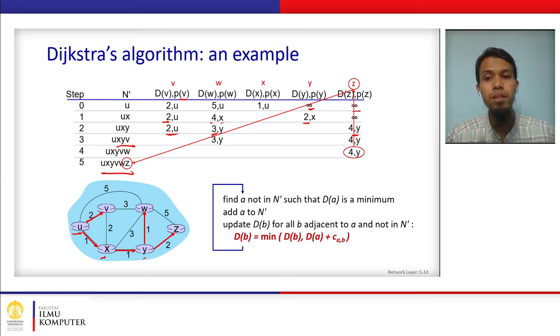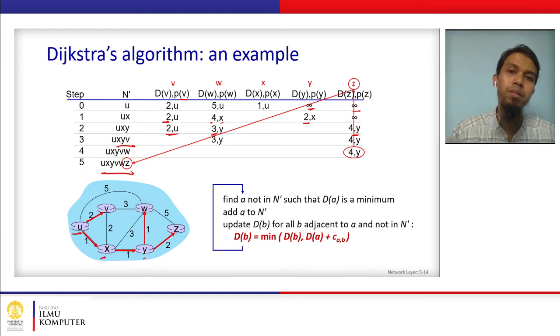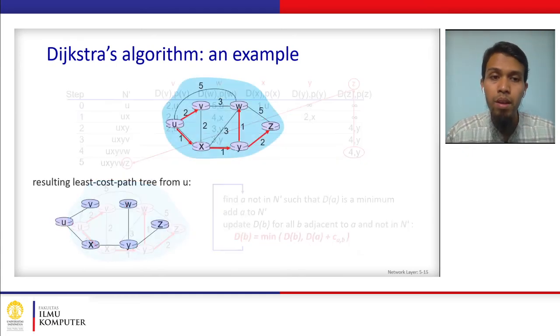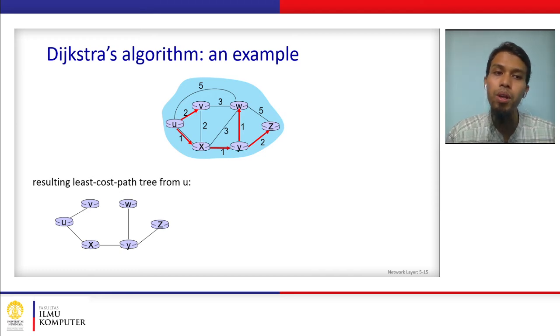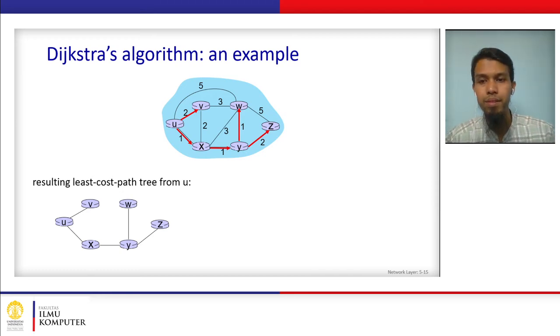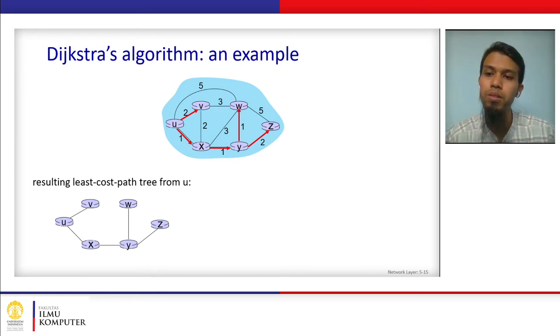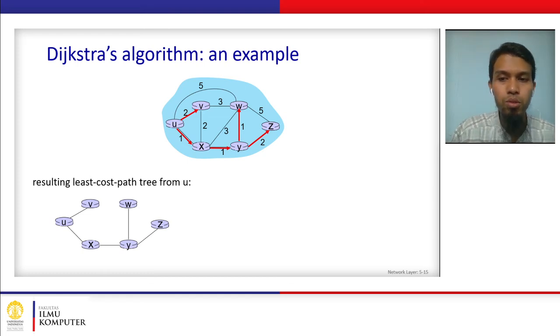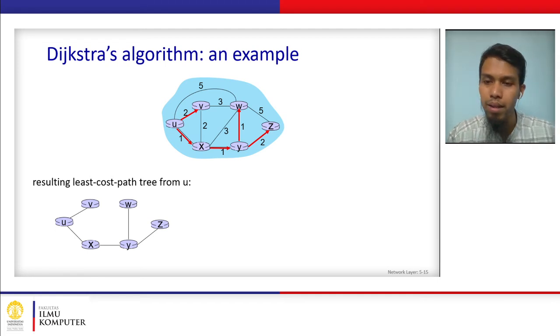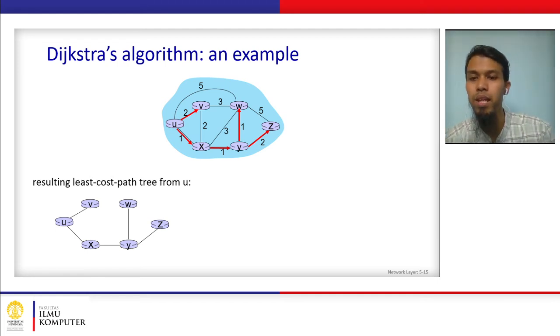All right, so this is the process of computing the least cost path using the Dijkstra algorithm, and at the end of the day we get this kind of path from u to all the other nodes in the network. So first we go to v, either we go through v or we go through x, and then from x we go to the other nodes in the network.